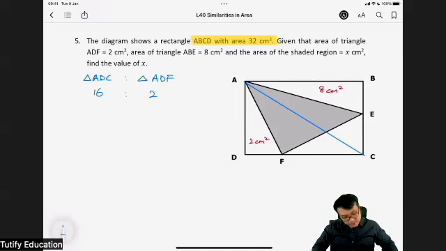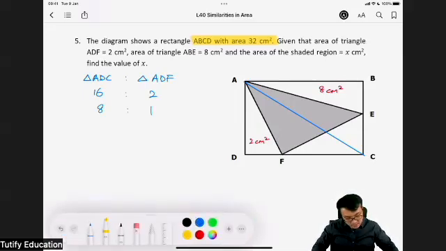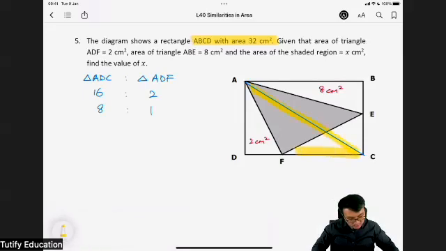Now, the ratio, can you help me simplify the ratio, Abby? You could simplify it to 8 versus 1. Very good. 8 is to 1. My next question to you is this. You look at this triangle here, the yellow triangle here, and you compare it to the green triangle. Do you think they have the same height? Do they have the same height, Abby?